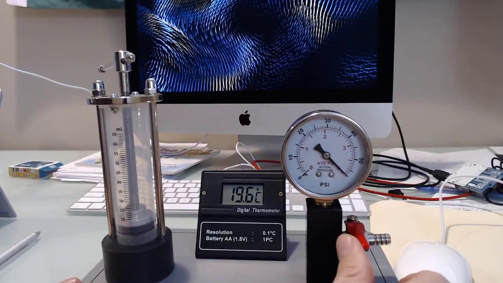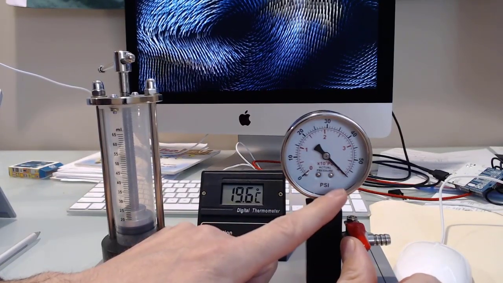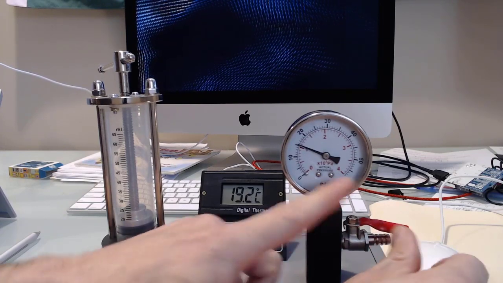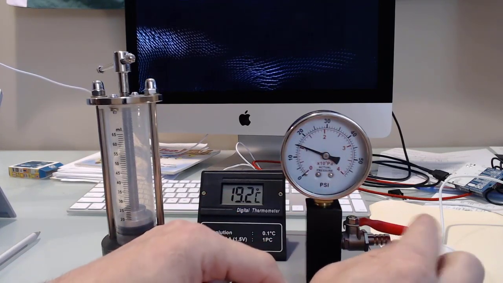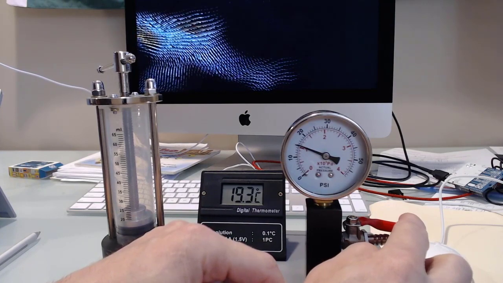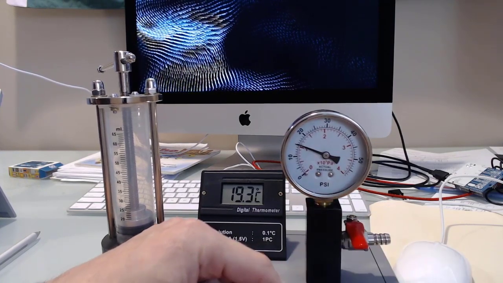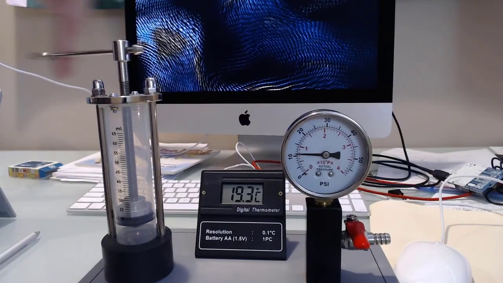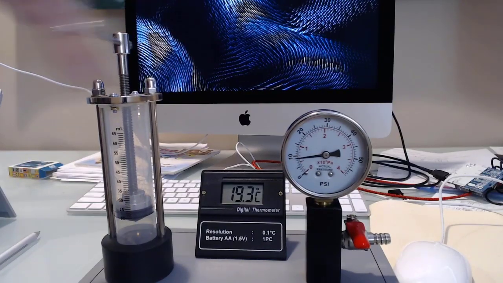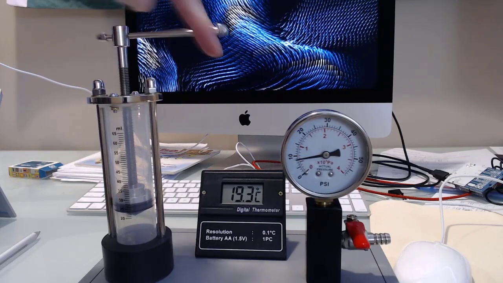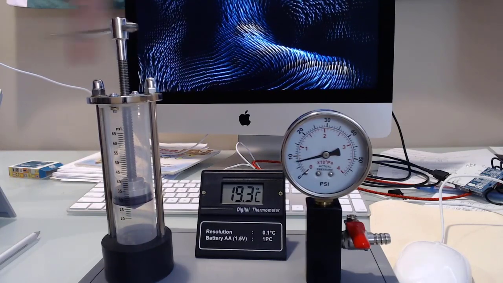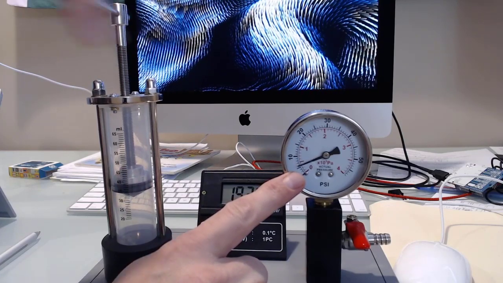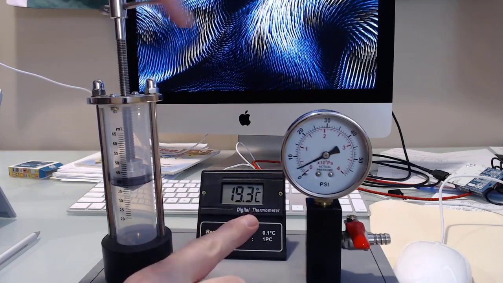So if I release this valve, I'm going to let all the air out, and the pressure goes back to normal, the normal air pressure in this room. Now I'm going to close it, and I'm going to turn this the other way. So now I'm giving the gas that's in this cylinder more space to spread out, and see the pressure drops. The pressure drops. And the temperature drops too.